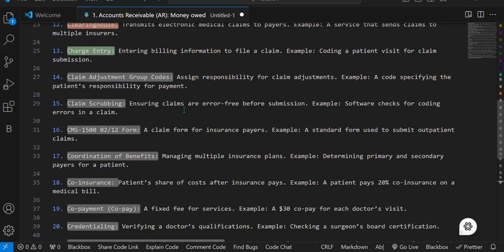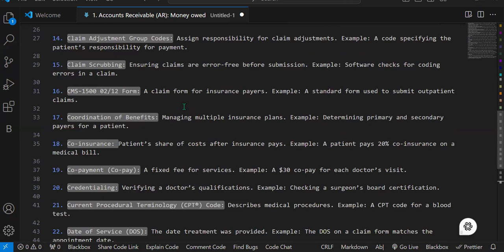Coordination of benefits: managing multiple insurance plans. For example, a person can have one insurance plan, or otherwise two, three. We have primary insurance, secondary insurance, tertiary insurance. So based upon the coordination of benefits, it will be applied to the patient. Determine the primary and secondary payer for a patient, as I told you.